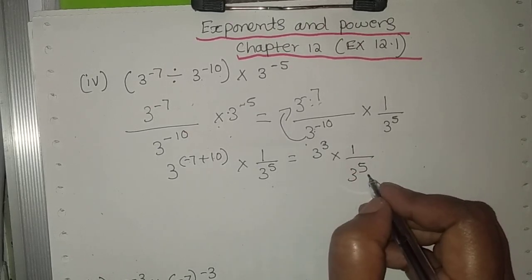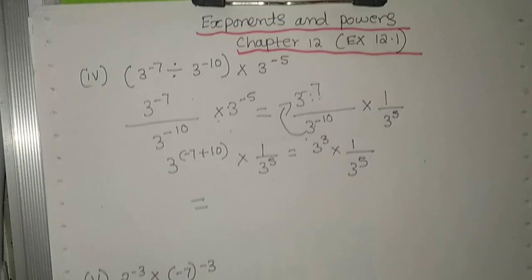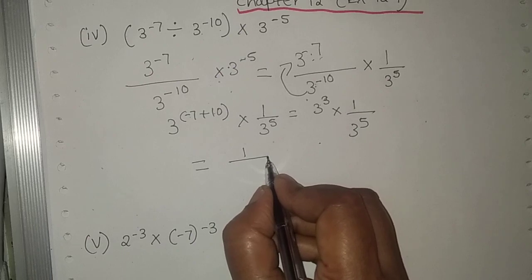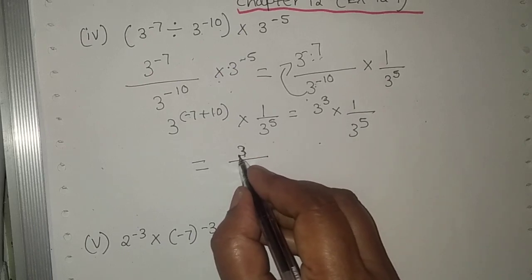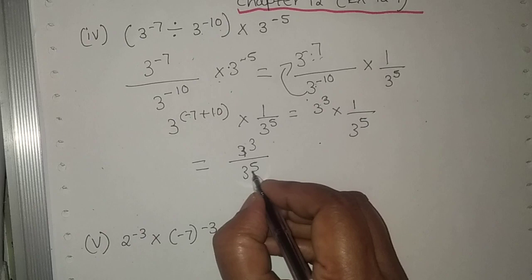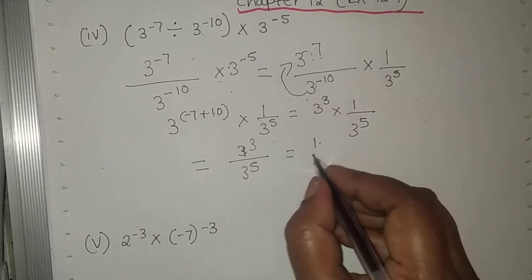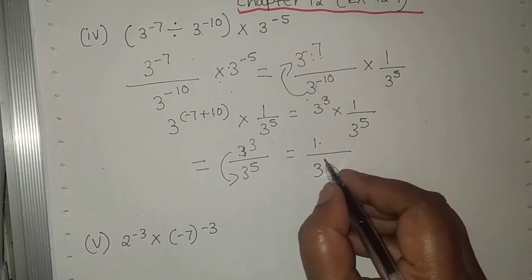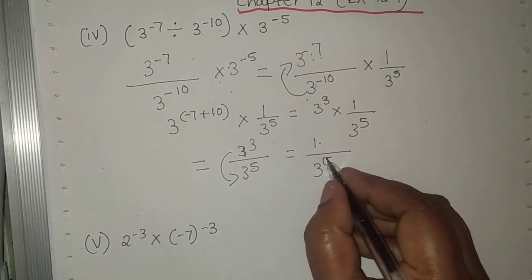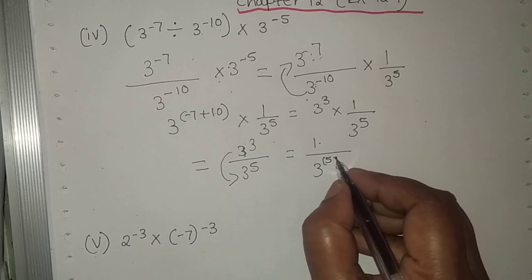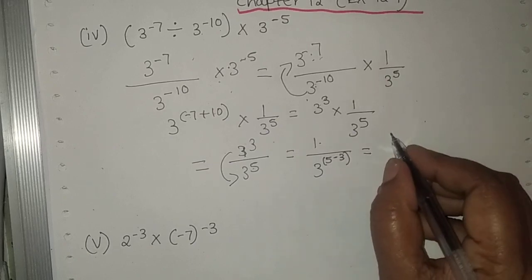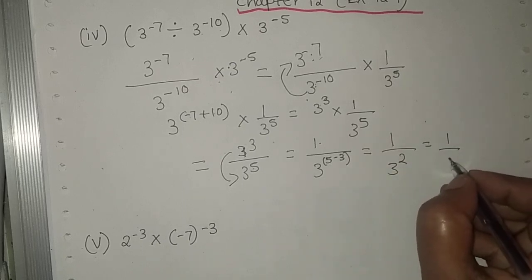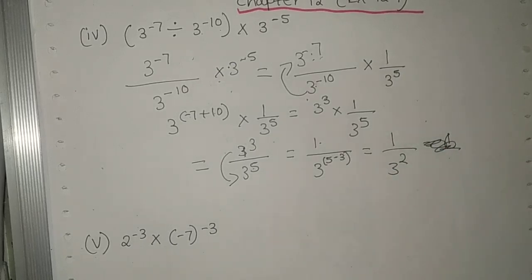Then we can rewrite this one as, again bring down means 1 by, so this will become 3 power 3 by 3 power 5, again bring 3 down means 1 by 3 power 5 minus 3. Base is same, power changes. 5 minus 3 is equal to 1 by 3 square is equal to 1 by 9, or we can keep it in this form only.